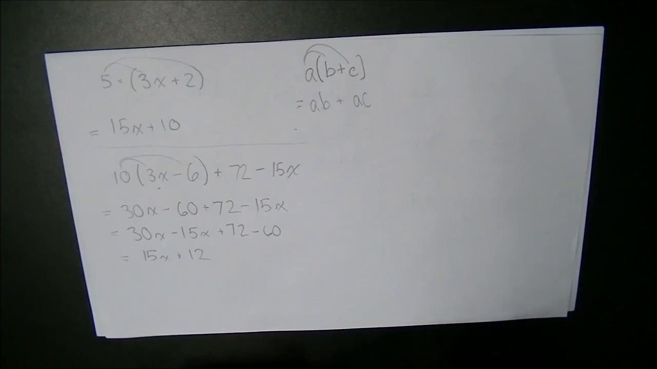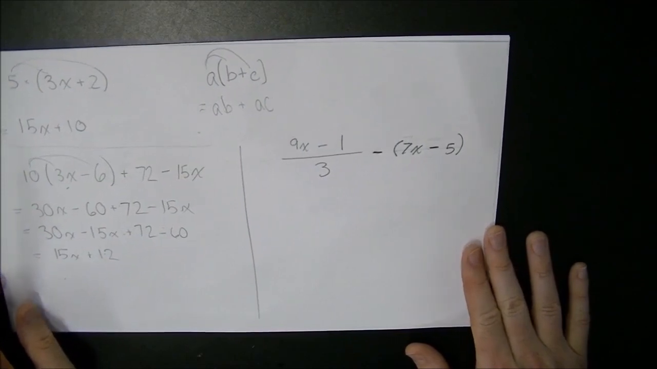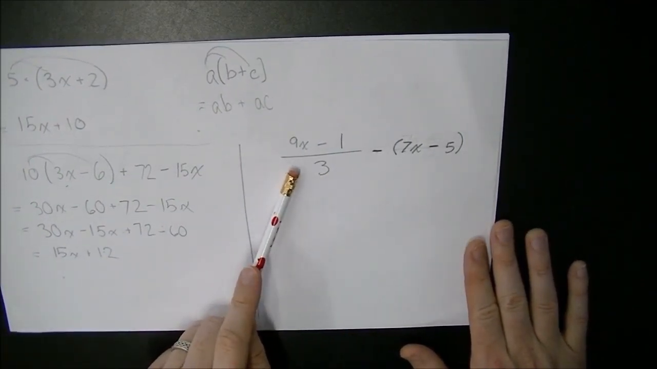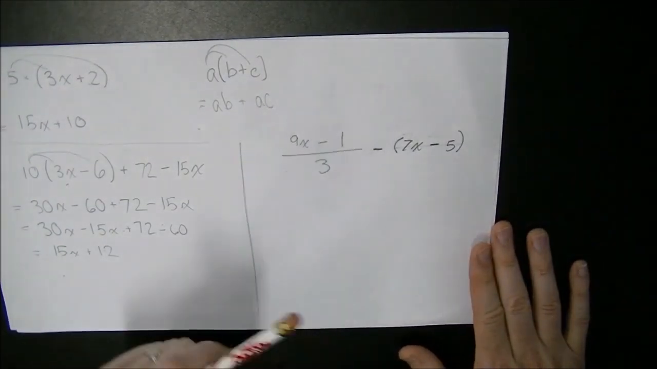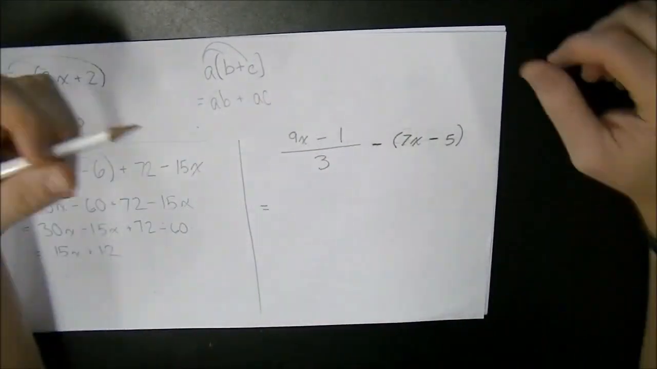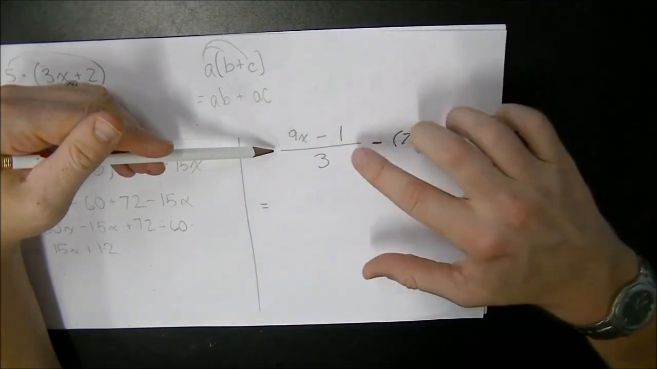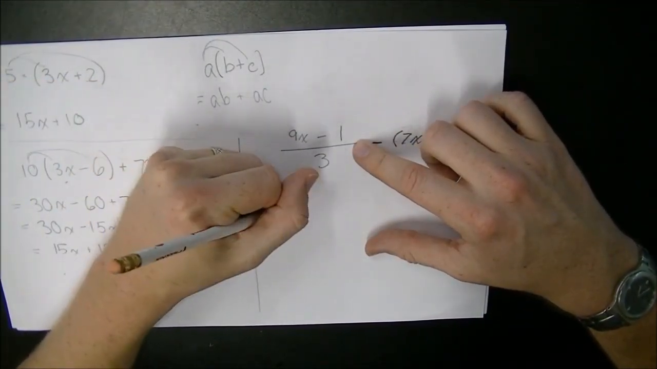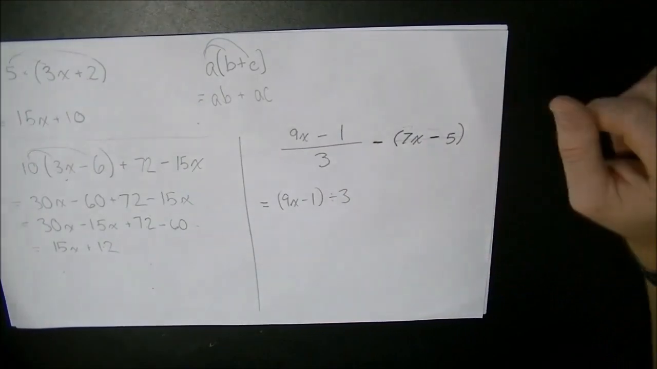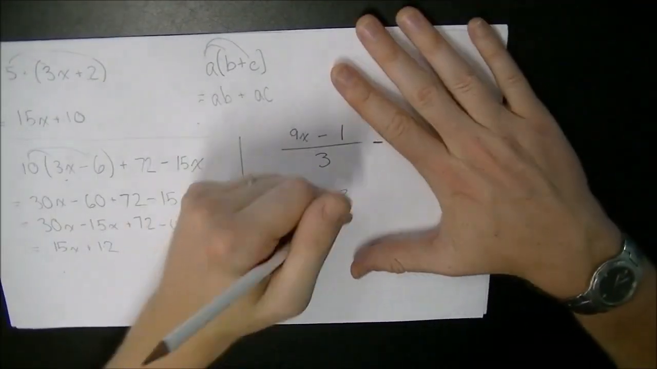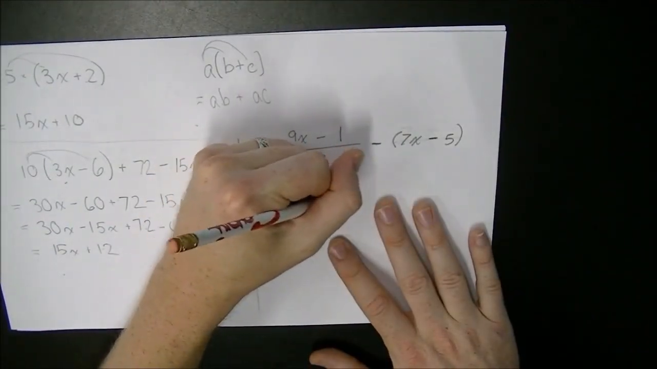All right, let's do one more example. In this example, we've got a fraction as well as a subtraction with brackets. The way that you can think of this fraction is that the fraction bar acts like a bracket. So this is really saying 9x minus 1 divided by 3. Or, because we know how fractions work now, rather than divide by 3, let's just write it as multiplied by 1/3.